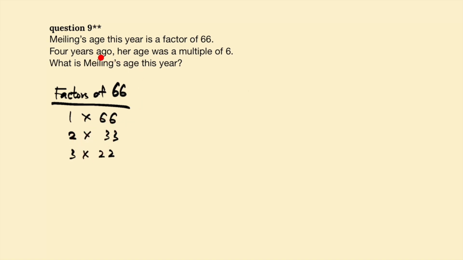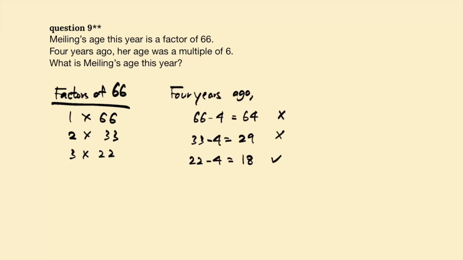Next, 4 years ago, her age was a multiple of 6. Alright, so 4 years ago, well, let's guess, shall we? Minus 4? Well, this is not a multiple of 6. 33 minus 4, 29. That's not a multiple of 6. So this is basically guess and check. 22 minus 4, that's 18. This is a multiple of 6. So what's Mei Ling's age this year will therefore be 18 plus 4. Why? Because 4 years ago her age was 18. This year, 18 plus 4, 22.